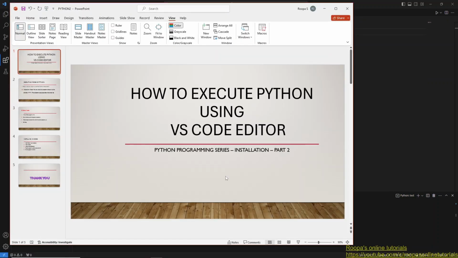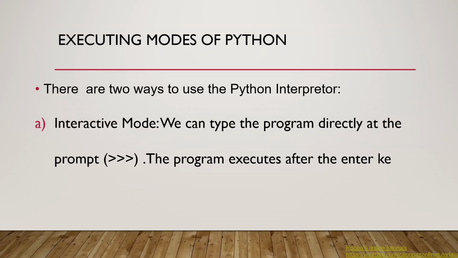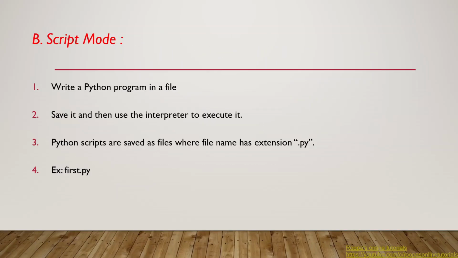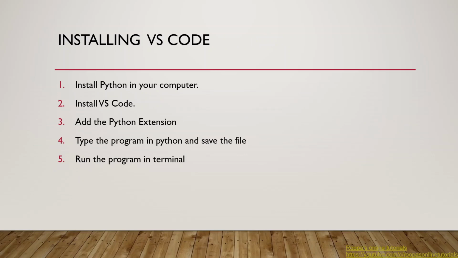Back at my PPT, I would like to do a brief recap. Okay, so as I told you, one is the interactive mode, another is the script mode, and in installing VS Code, the prerequisite is first you have to install Python on your computer, then install VS Code, add the Python extension, type the program in Python, save the file and run the program in the terminal.